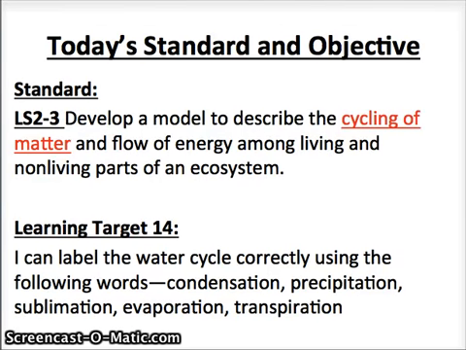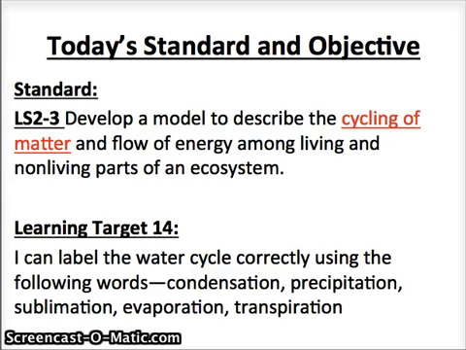Hello, in this video we will be addressing Learning Target 14. I can label the water cycle correctly using the following words: condensation, precipitation, sublimation, evaporation, and transpiration. And we're focusing on the standard 2-3, develop a model to describe the cycling of matter and flow of energy among living and non-living parts of an ecosystem.